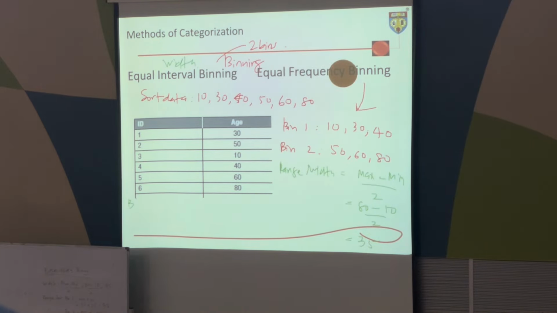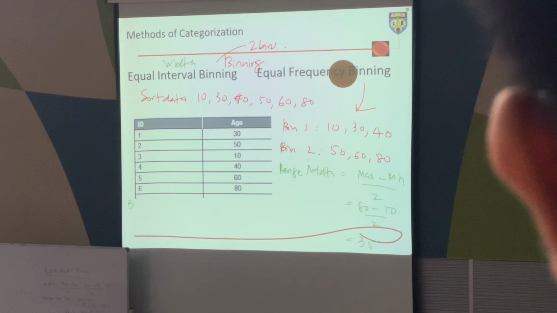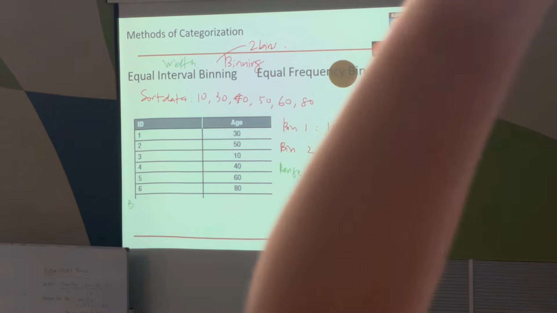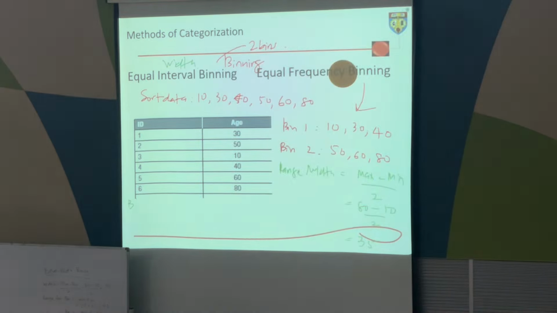Okay, so we have 2 types of binning, equal width and equal frequency. Literally, equal frequency is, for example, we have 6 data points, and then each bin should be allocated an equal number of data points. So for example with 6, bin 1 we allocate 3, bin 2 also we allocate 3.